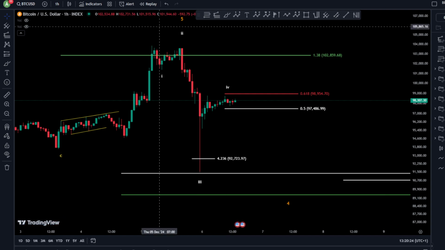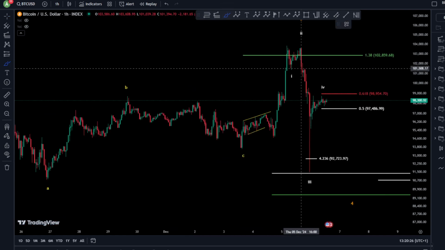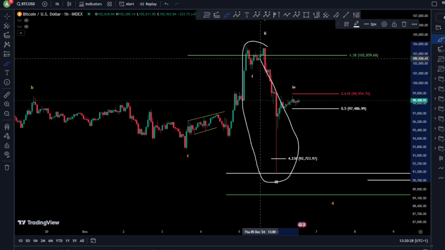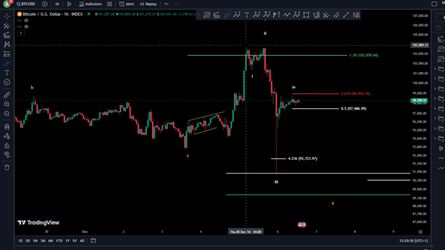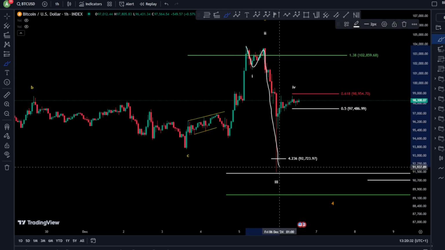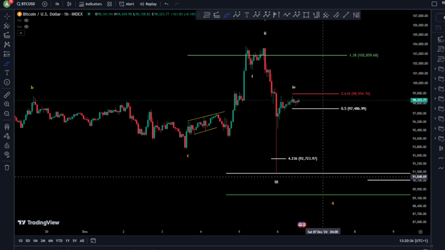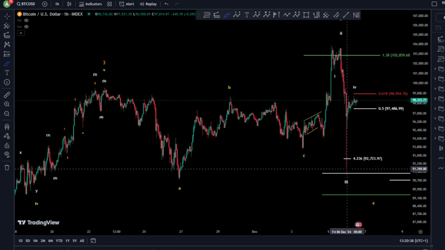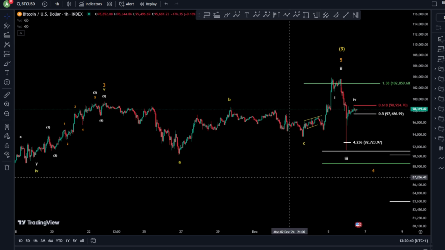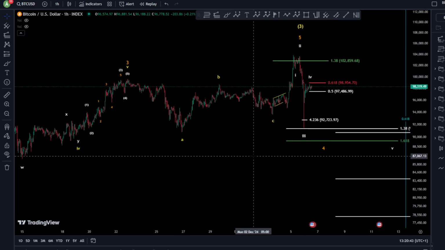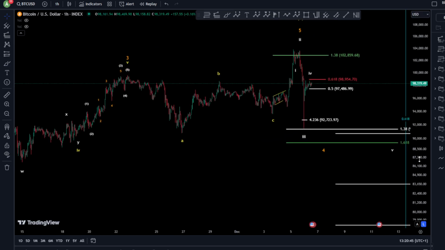And by all means, this might be your finished wave C, or a wave 1, 2, 3, and then this is 4 and a 5. Those two options create two different scenarios. One is bearish, one is bullish.